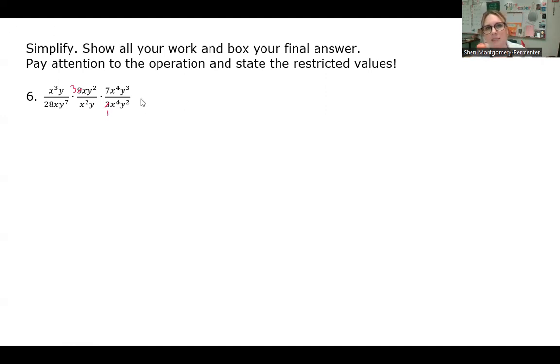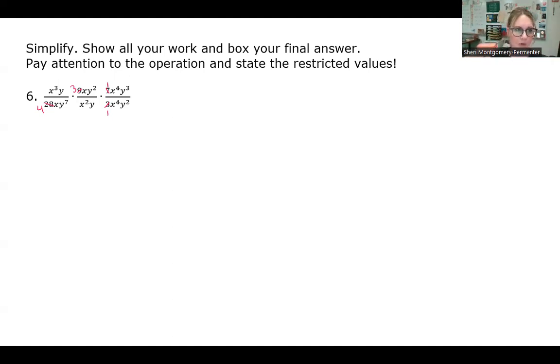All right, what about the 7 and the 28? 9 divided by 3 is 3. So 7 goes into 28 4 times. So this would become a 1, and then this would become a 4. Okay, so what I do is I simplify just the coefficients first. You don't have to, but that's what I do.